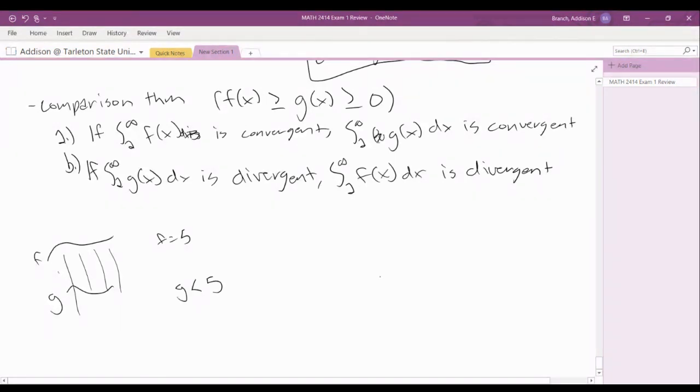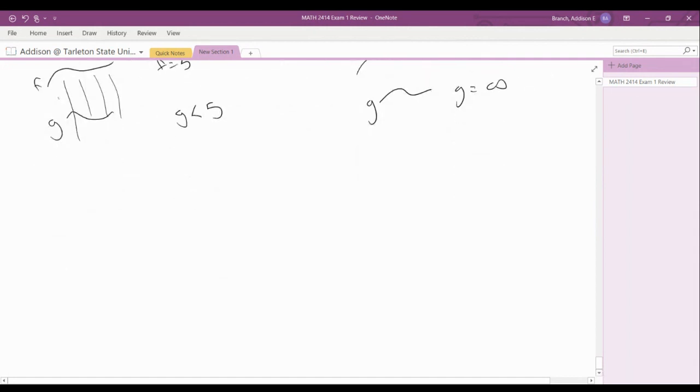Similarly, if we knew that the area under g was infinity and f is bigger than g, f can't be a finite number, because it can only be a bigger infinity. So that's why that theorem works.